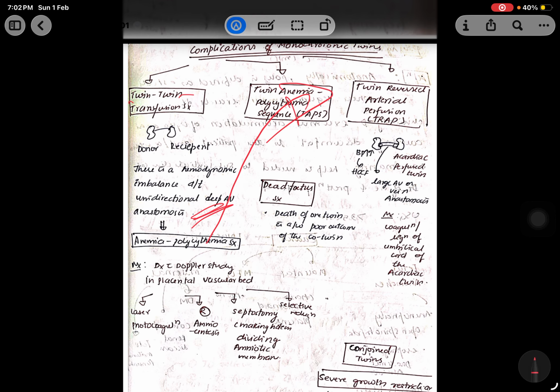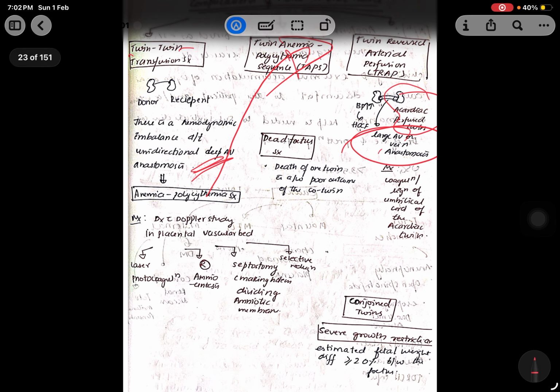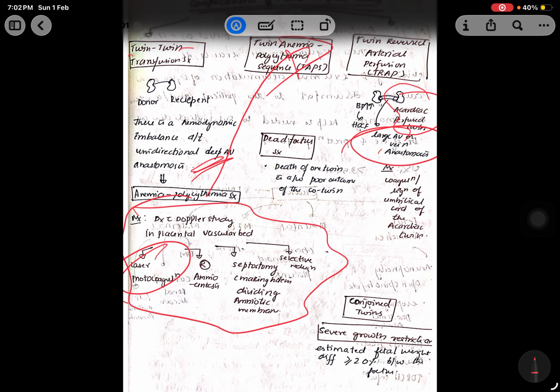Then again, what happens if it's an acardiac twin, or TRAP sequence? This is the last and biggest complication which you can develop. Again, this you can manage by doing laser photocoagulation. Okay, that thing you need to remember.